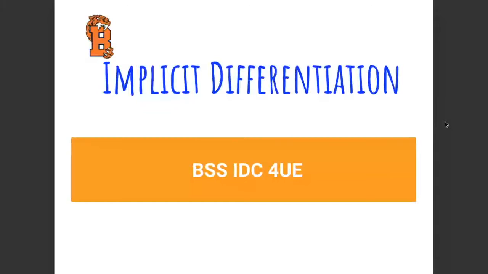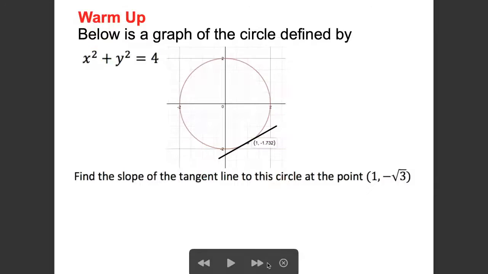I'd like to take you through a strategy for differentiation called implicit differentiation. And to get us started, I asked you to do this as a warm-up question. We have a circle here. It has the equation x squared plus y squared equals 4.